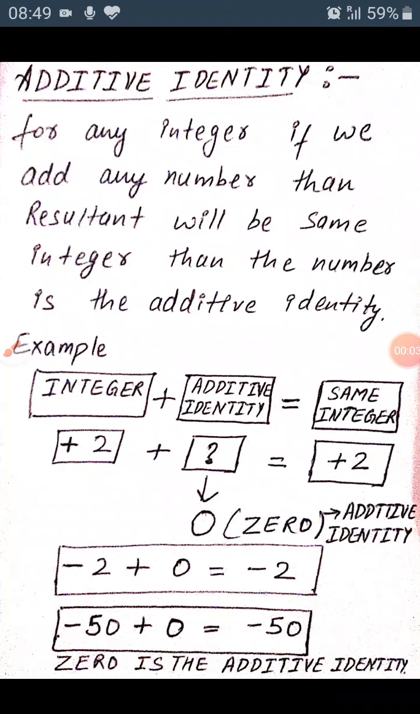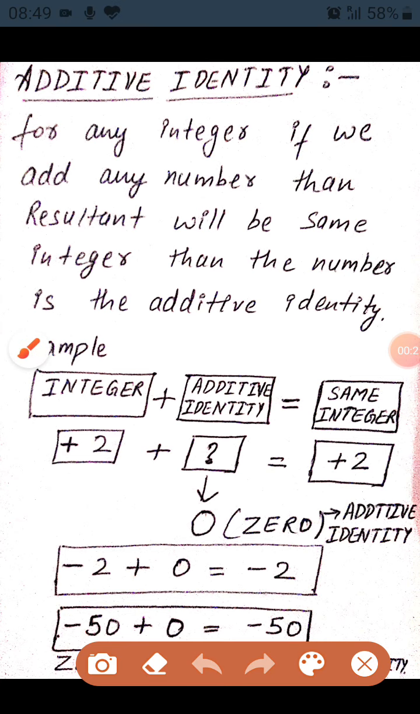Very good morning, students. Today I am going to tell you about additive identity, and it is a very important topic from the exam point of view. What it says is: for any integer, if we add a number and the result is the same integer, then that number is the additive identity. It simply says, what number may we add to an integer to get the same integer.